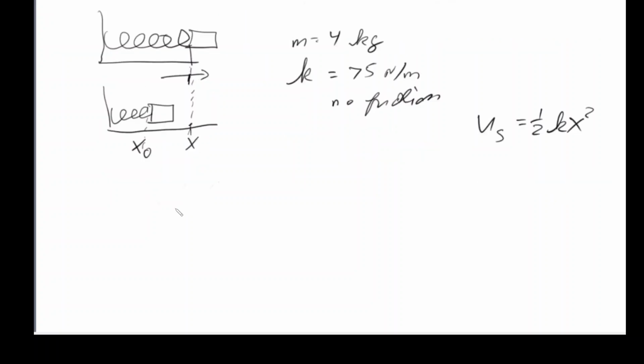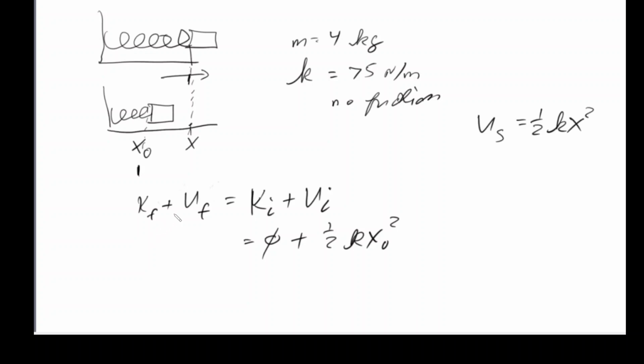So let's look at the conservation of energy equation. Final kinetic energy plus final potential energy equals initial kinetic energy plus initial potential energy. So again, we're taking the initial position to be at the compressed point, x0. So we'll start there. Since it's starting at rest at that point, its kinetic energy is 0, but its potential energy is 1/2 k x0 squared.